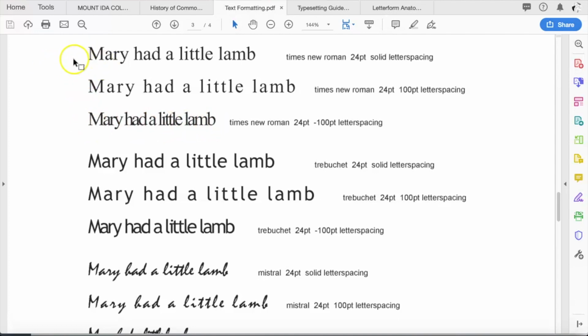Now think about what this does to readability. The first one you might read like, Mary Had a Little Lamb. The second one you might read like, Mary Had a Little Lamb. A little slower, a little more casual. And whereas this one, where the letters are much closer together, you might read as Mary Had a Little Lamb, much more quick, as if you're in a hurry. And so these different adjustments make a psychological impact on how people read type.